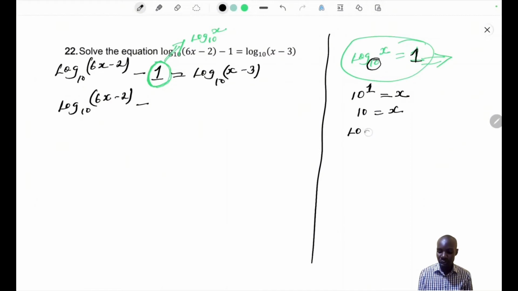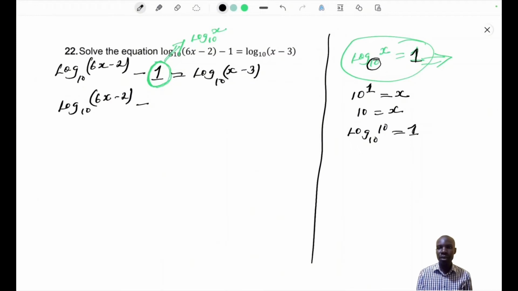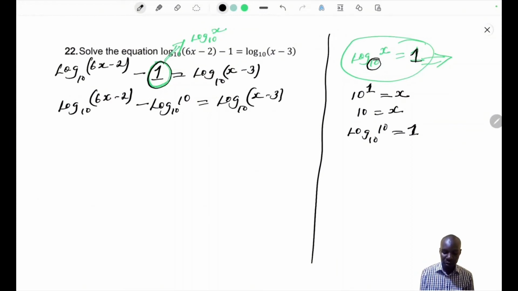So log of 10 to base 10 is equivalent to 1. Last time when we were talking about the laws of logarithm, we said that log of a number to its base is 1. We have log of 10 to base 10 is 1. Log of 12 to base 12 is 1. Log of 3 to base 3 is 1. So log of a number to its base is 1. So instead of having this 1 here, we can say this is equivalent to log of 10 to base 10, which should equal log of (x minus 3) to base 10.